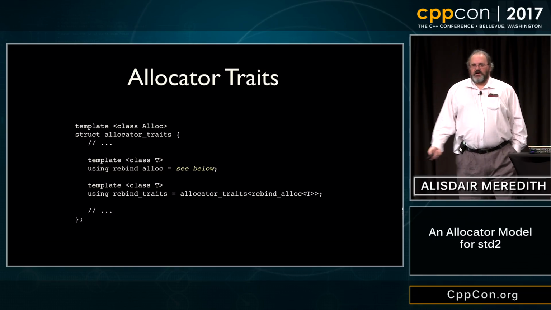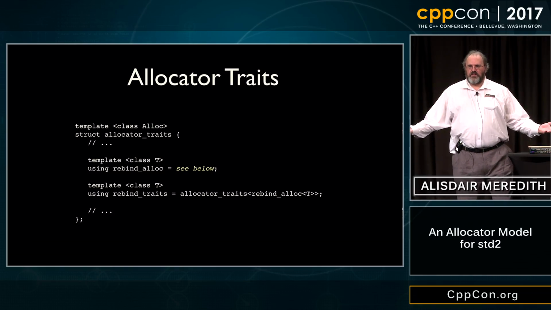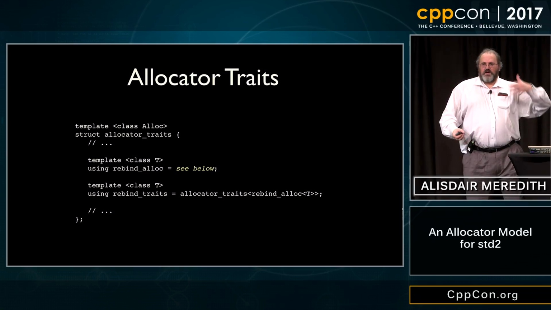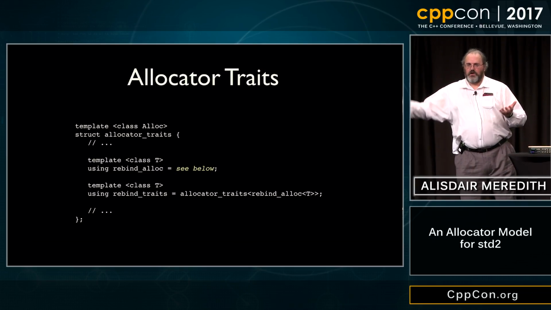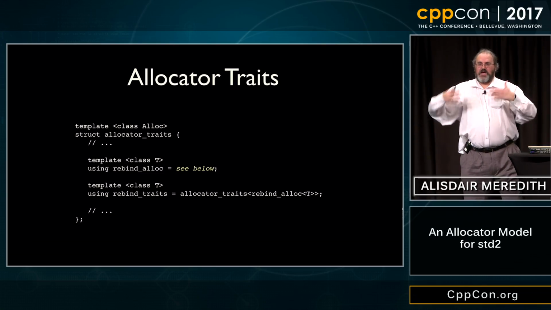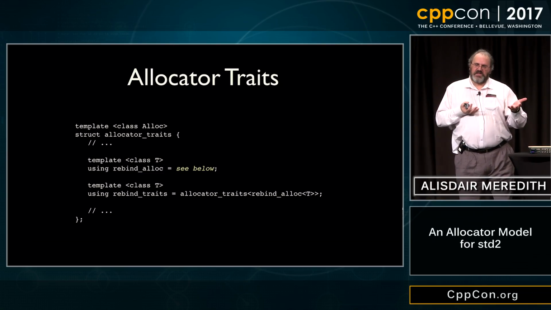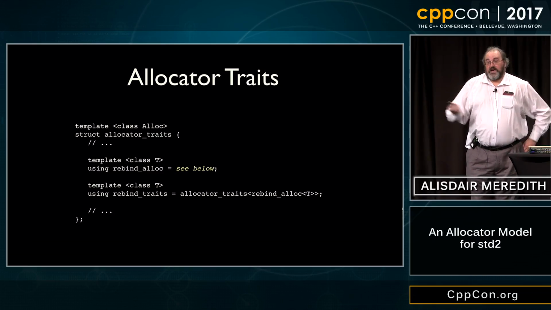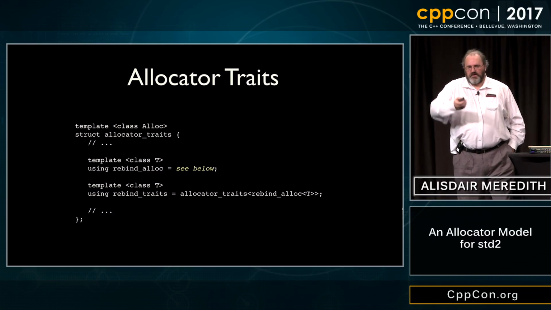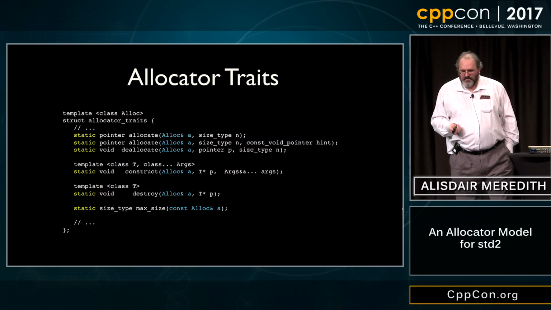Likewise, we need to be able to rebind, because allocators have to be class templates. I've got an allocator for int, and then I want to store it in a list, so I need to have a node that holds an int. So I need to allocate something different than the allocator the user gave me. I can rebind and have an allocator for the kind of thing I want to allocate for now, from the same family, all through the allocator traits.